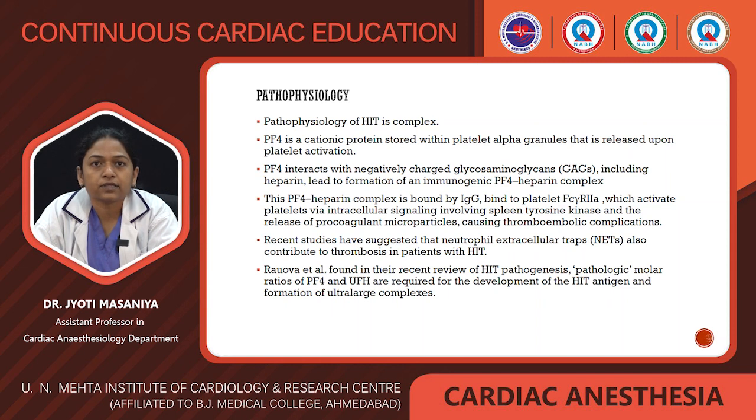Recent studies have suggested that neutrophil extracellular traps also contribute to thrombosis in patients with HIT. Rova et al. found in their recent review of HIT pathogenesis that pathologic molar ratios of platelet factor 4 and unfractionated heparin are required for the development of HIT antigen and formation of ultra large complexes.